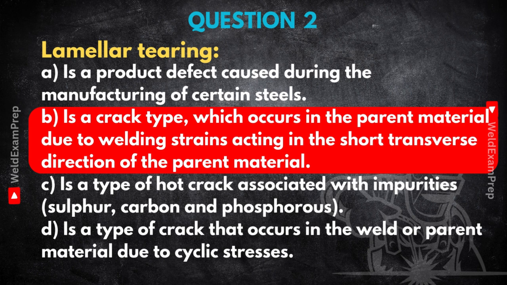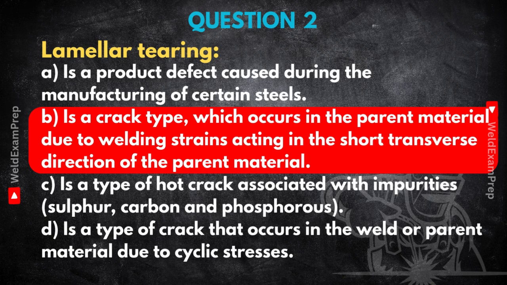The other options describe different things. A is too vague. C is hot cracking, D is fatigue. Lamellar tearing is distinct. That distinction seems absolutely crucial, knowing it's the parent material, not the weld. But does it ever get confusing in real life? Or is it usually pretty obvious once you know what you're looking for?